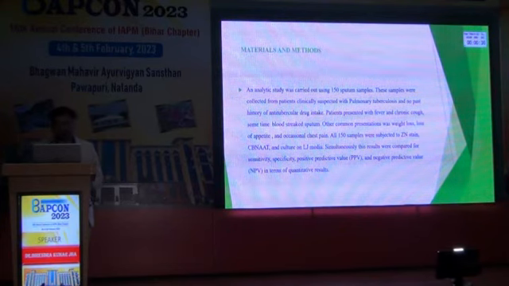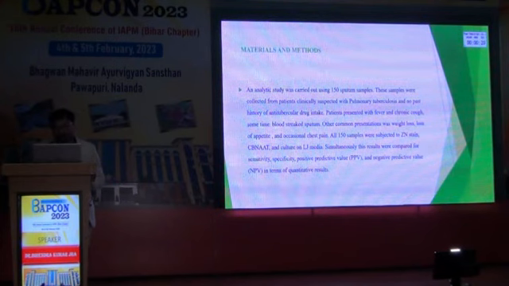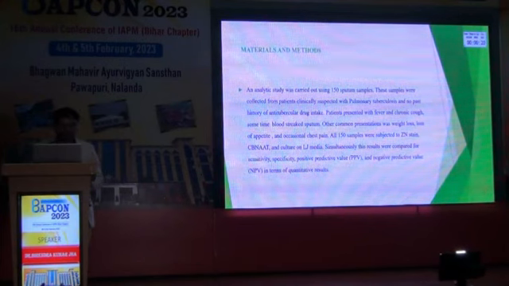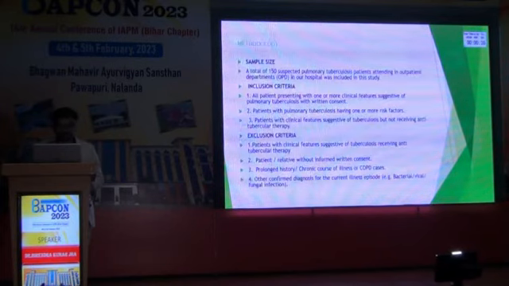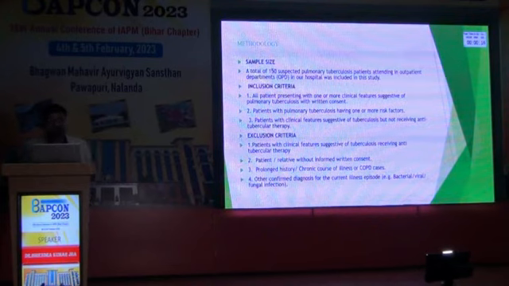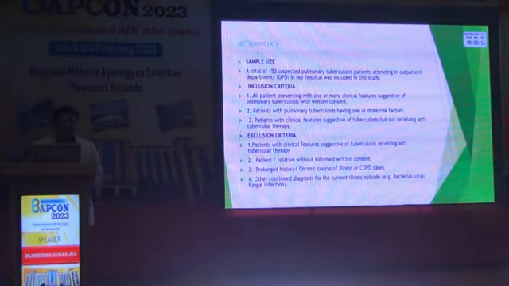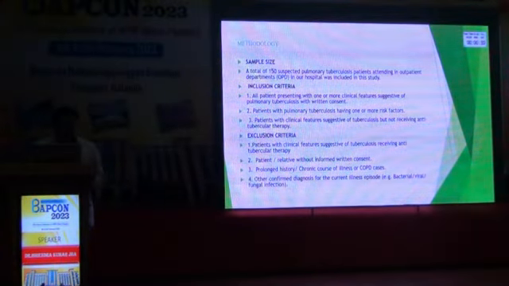Patients presented with fever, chronic cough, sometimes blood in sputum. Other common presentations: weight loss, loss of appetite, and occasional chest pain. All 150 samples were subjected to ZN stain, CBNAAT, and culture on LJ media, and simultaneously compared with respect to sensitivity, specificity, positive predictive value, and negative predictive value. The sample size was 150 patients, on the basis of randomization.